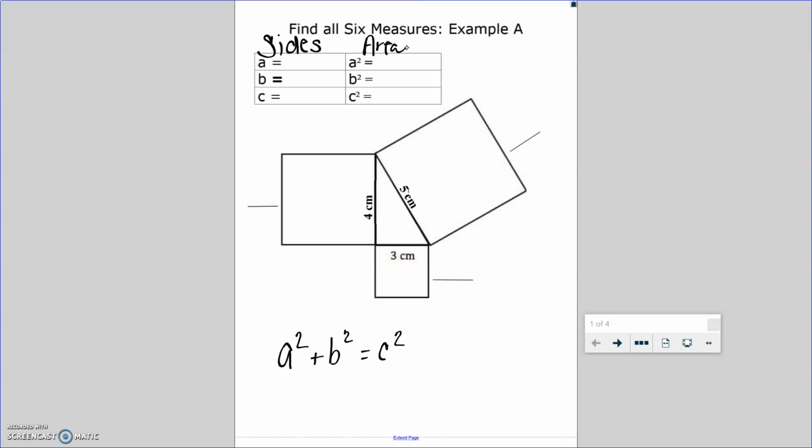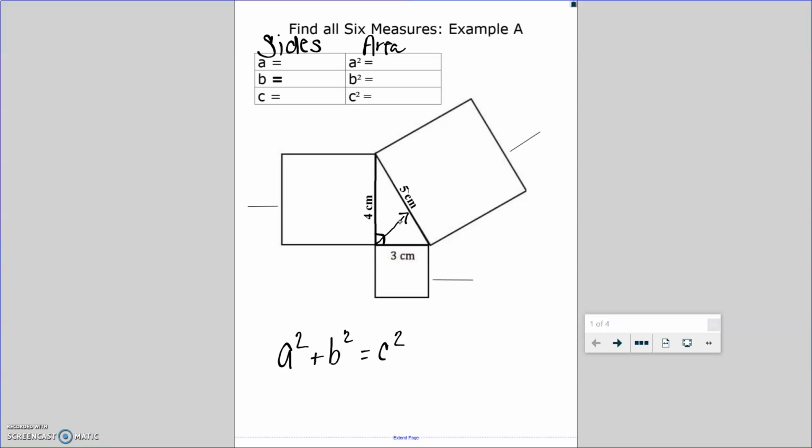Okay, so we have three sides to a triangle. Your shortest side is typically A. B is your second longest side. And C is your longest side of the triangle. C is called the hypotenuse. C is always the longest side of the triangle and it's always adjacent to the right angle. So my right angle would be here and your hypotenuse is adjacent to the right angle. It's always going to be the longest side.